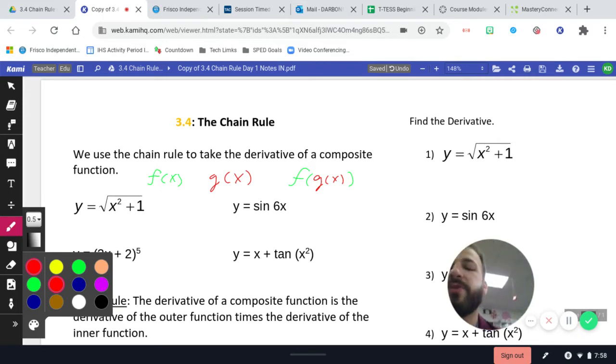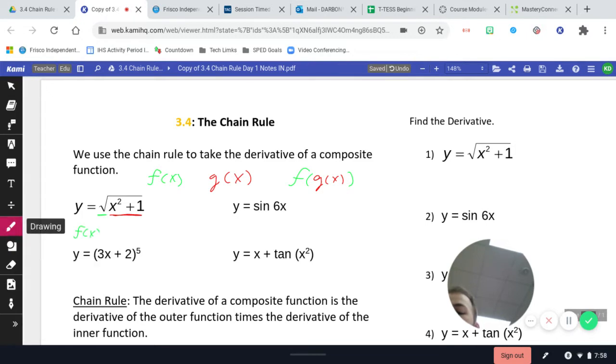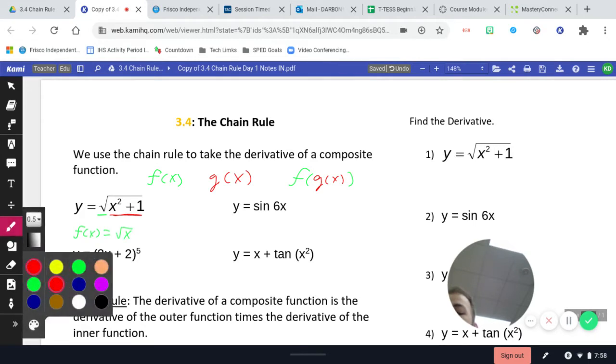So we have y equals x squared plus 1. So x squared plus 1 would be our inside function. Square root of x would be our outside function. So we would say that f of x equals the square root of x, and g of x equals x squared plus 1. If you remember this from pre-cal, your composite functions, if I pull that inside piece out, then what I take out I have to replace with an x. Okay, so let's look at our next one.